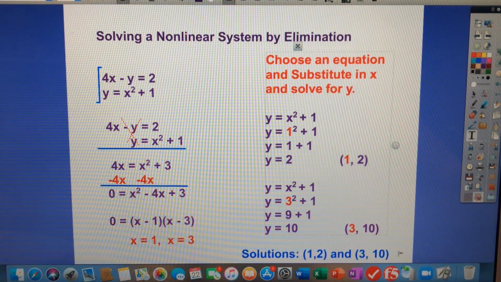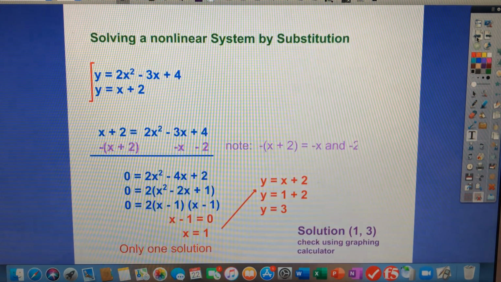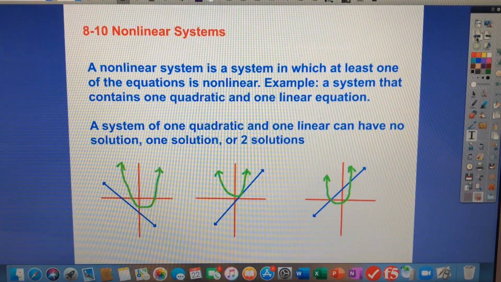You might want to use the same two formulas and try it the different ways. Make sure you're always getting the same answers. Try graphing this one. See if you get those same solutions. And that's it. That's the end of solving with nonlinears.